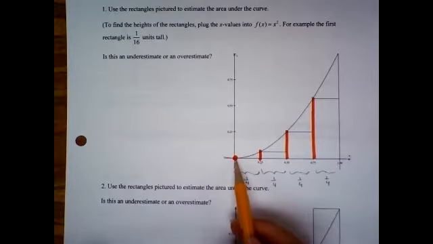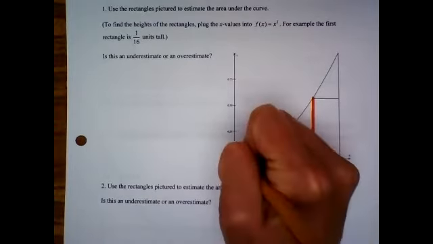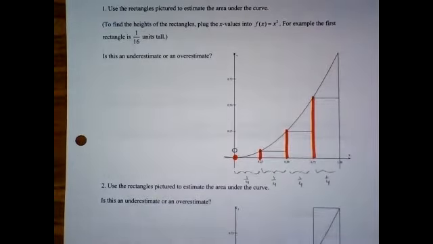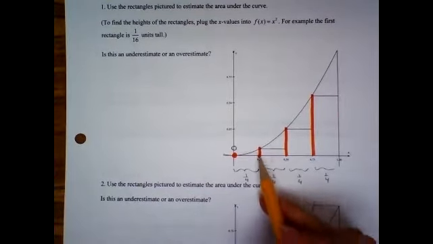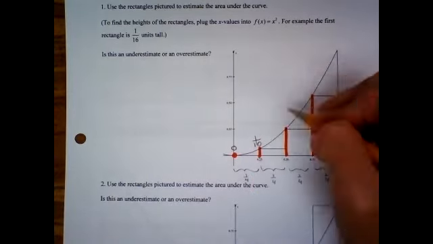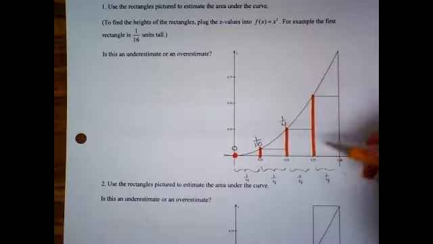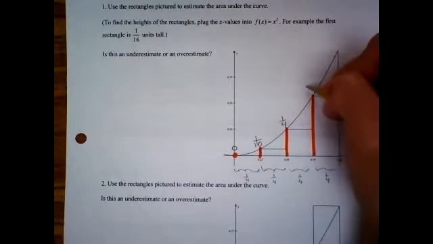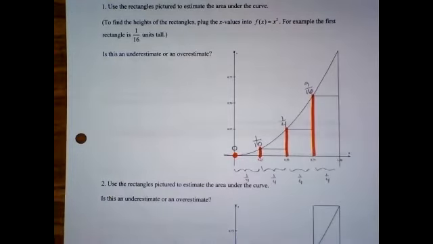So this first one is just 0. 0 squared is 0. The next one would be 1/4 squared. What would that give us? 1/16. This is 1/2 squared. That would be 1/4. And then this is 3/4 squared. That would be what? Yeah, 9/16. Good.